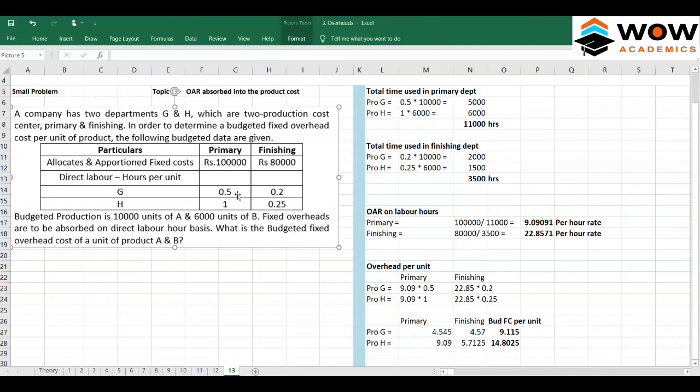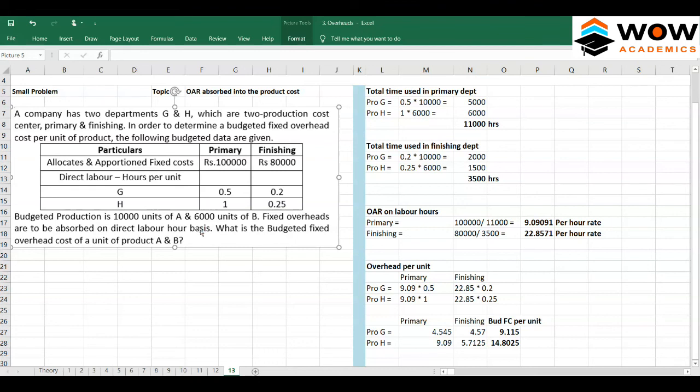So simply you can find out what's the cost. The cost would be 0.5 hour into 10,000, 2,000 hours. 1 lakh by 2,000 hours would come to something like 50. So 50 rupees is for G. That's it. We don't need to confuse so much. It becomes very direct, very straightforward. This type of problem arises only when a company has two products. So that's about the concept here.